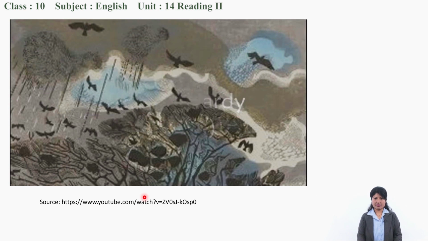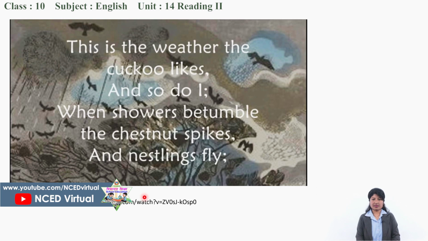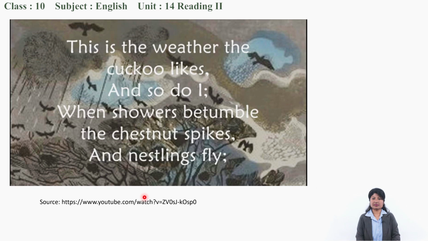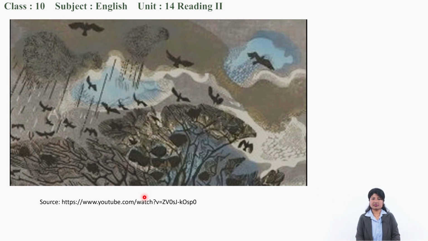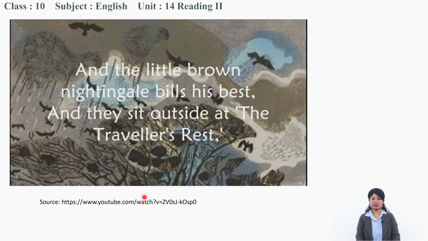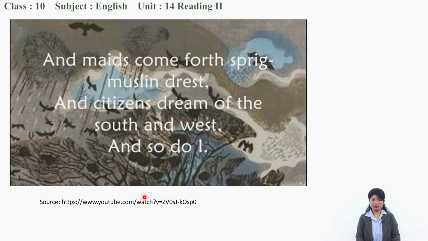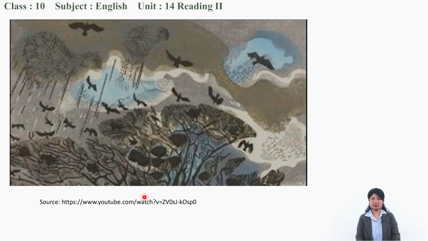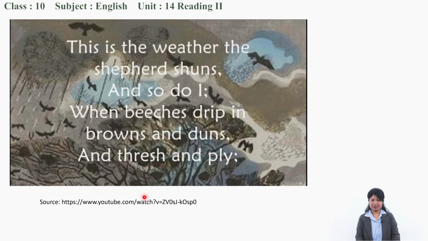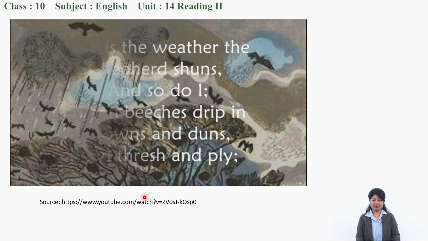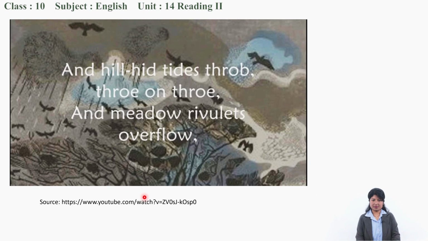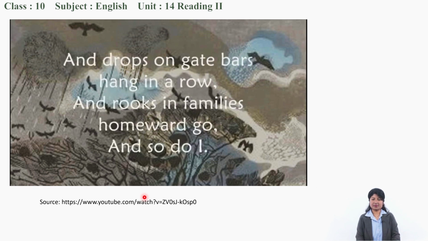Weathers by Thomas Hardy. This is the weather the cuckoo likes, and so do I, when showers betumble the chestnut spikes, and nestlings fly, and the little brown nightingale bills his best, and they sit outside of the traveller's rest, and maids come forth, sprig muslin dressed, and citizens dream of the south and west, and so do I. This is the weather the shepherd shuns, and so do I, when beeches drip in browns and duns, and thresh and ply, and hill-hid tides throb throw on throw, and meadow rivulets overflow, and drops on gate bars hang in a row, and rooks in families homeward go, and so do I.